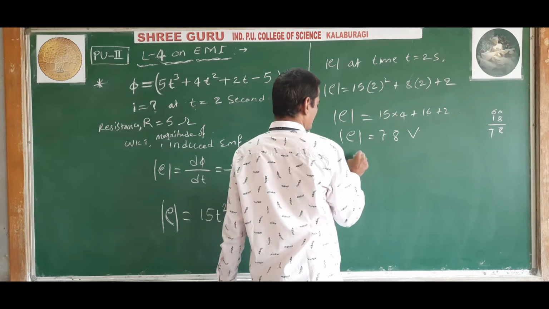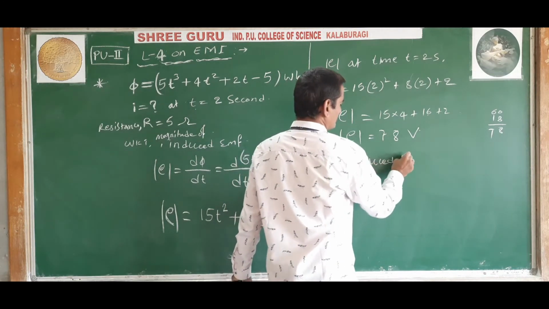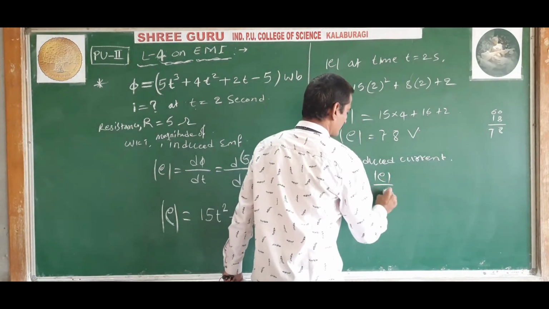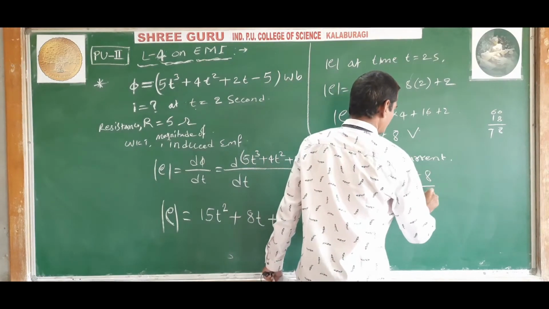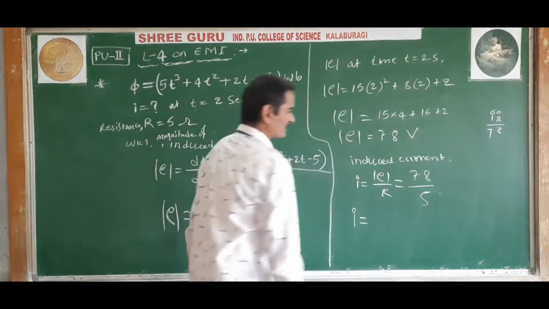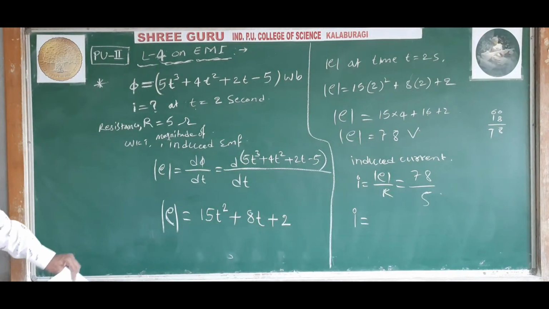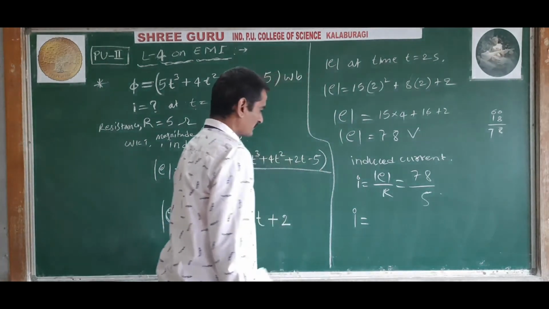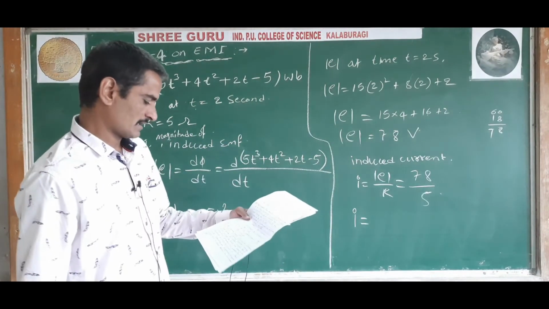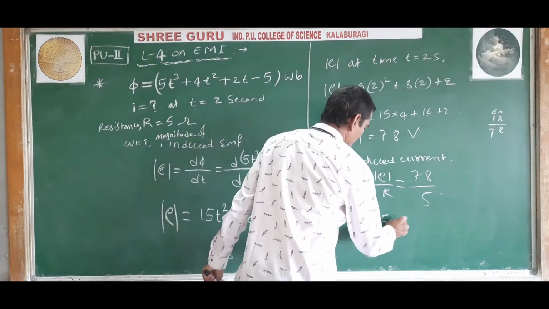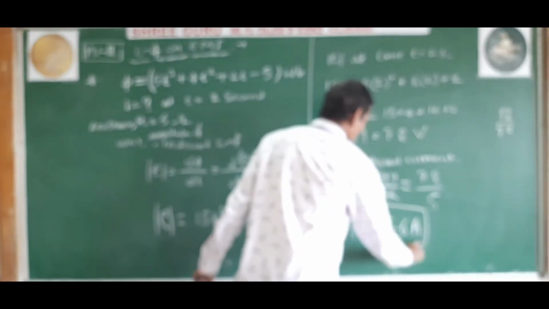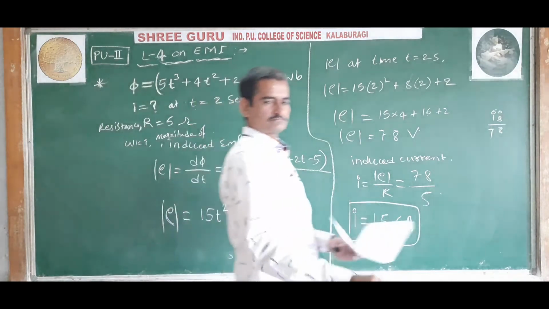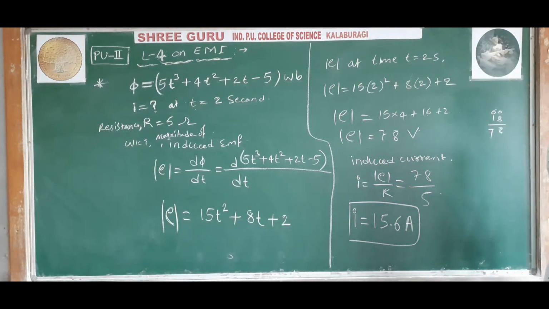And now the induced current, I is equal to induced EMF divided by resistance, that is 78 divided by 5. On simplification you will get 15.6 ampere. I is equal to 15.6 ampere. Do the simplification, you will get the answer. Okay, so this is the solution here.